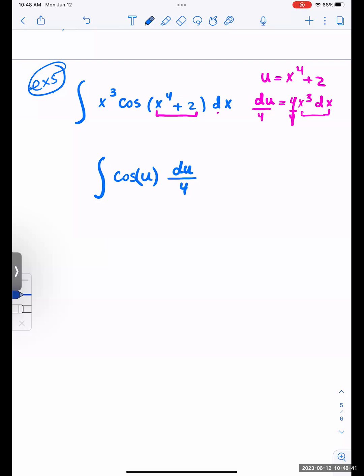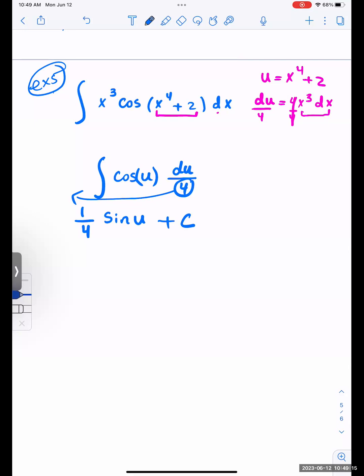So think about it as the opposite of derivative. What is the derivative of cosine? Negative sine. The antiderivative of cosine is positive sine. So sine u, and then you also have this constant. You can always pull the constant out. So it's 1/4 sine u plus c.